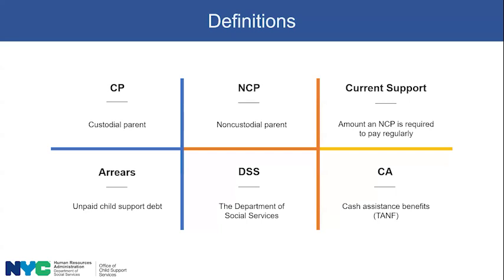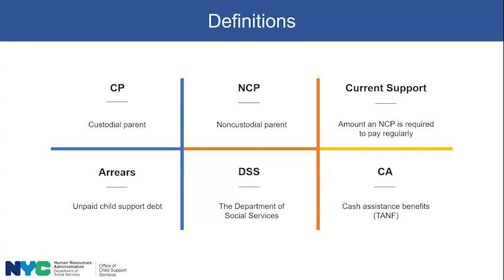Arrears are unpaid child support debt. That is when current support is missed. If it's $100 a week and I miss 3 weeks, then I have $300 in arrears. And DSS is the Department of Social Services. That's the parent agency of the Human Resources Administration and OCSS, the Office of Child Support Services.